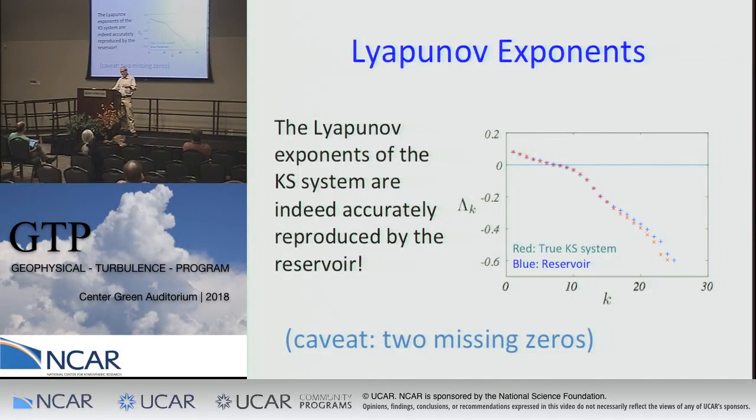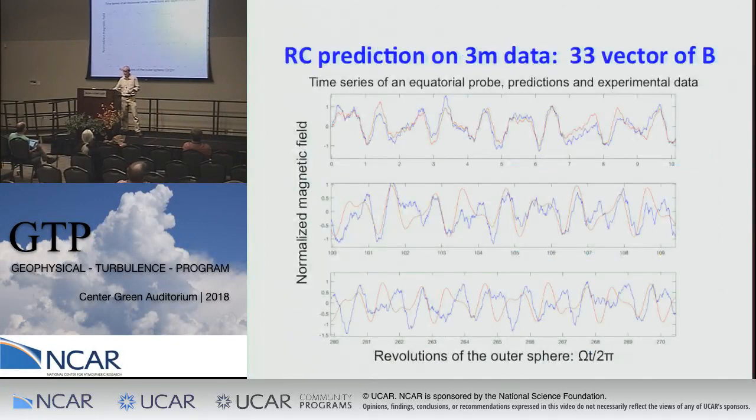So talking with Brian Hunt, we decided we would just try it on a 33 vector of magnetic field time traces out of the 3-meter system at a Rossby number of -1.7 and full Reynolds number. And so we're training on a 33 vector. Here at time 0, we start predicting on data that we had not trained on. This is just one component of the 33 vector. It's hard to look at all 33 components.